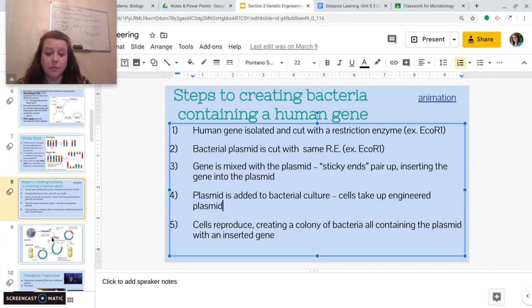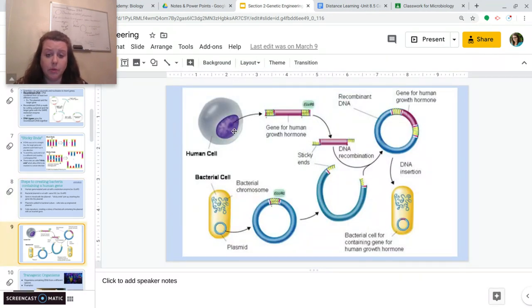Okay, so here's a visual. We have the human cell. We cut out the gene that we want using a restriction enzyme. So there's our human DNA in purple. We take the plasmid out of the bacteria. We have to cut it again. We only have 1 cut here. Notice there's 2 cuts here because this is linear. So to cut something out of linear DNA, you have to cut twice. If it's a circle, you only have to cut once.